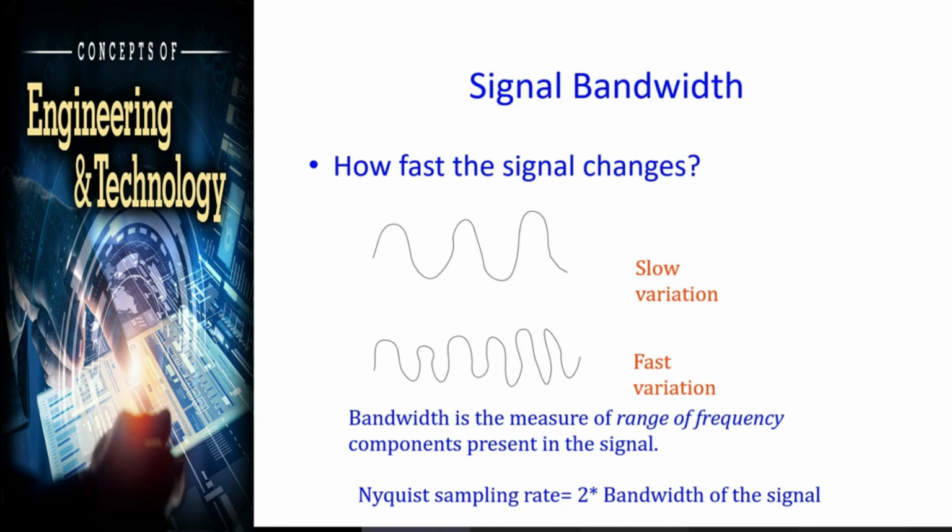Whenever you look at the transmission of signals, you will be looking at the bandwidth range. What is the bandwidth range? It is how much range the signal channel can have. Next, the sampling rate is 2 times the bandwidth of the signal we are using.